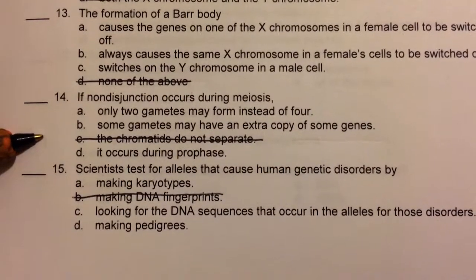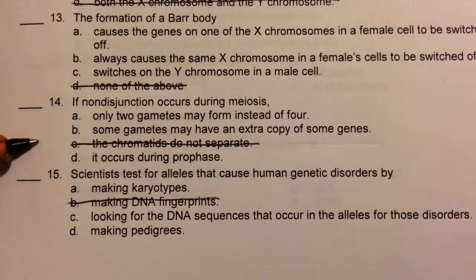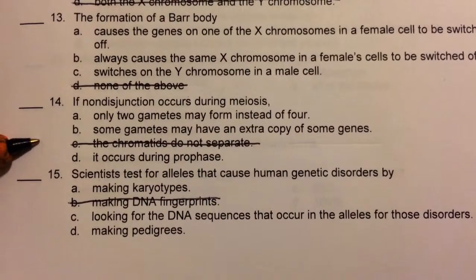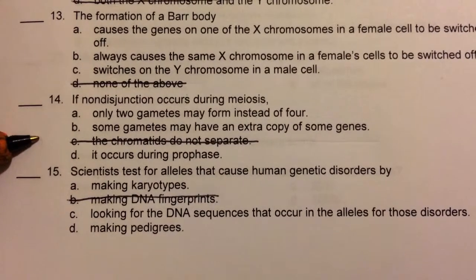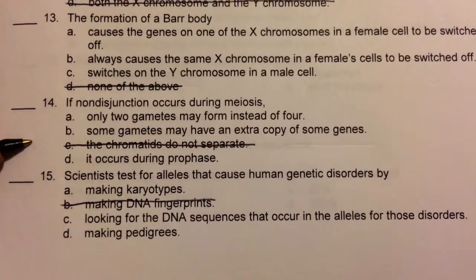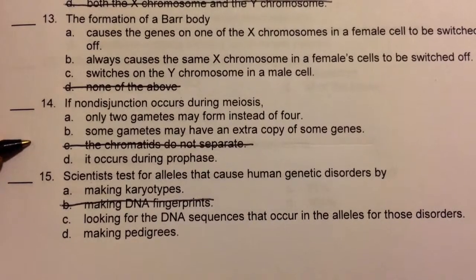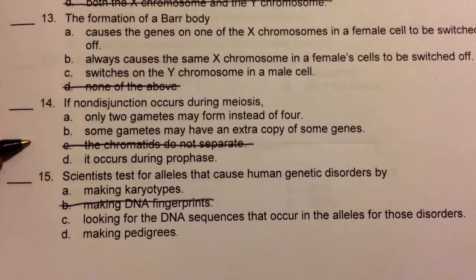Number 14, if non-disjunction occurs during meiosis, A, only 2 gametes may form instead of 4, B, some gametes may have an extra copy of some genes, or D, it occurs during prophase.